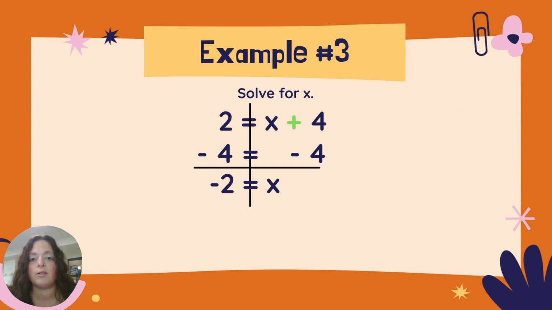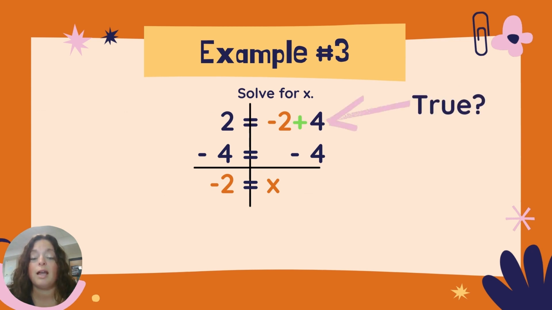Now let's check our solution to see if it's correct. If negative 2 and x are equal to each other, then that means that we can substitute or swap or trade. Instead of having the x in the equation, we'll put the negative 2. So check and see, is this true? Is 2 equal to negative 2 plus 4? Yes, negative 2 plus positive 4 equals positive 2. That means that our solution is correct. X equals negative 2, or negative 2 equals x. Both of those are the same thing.